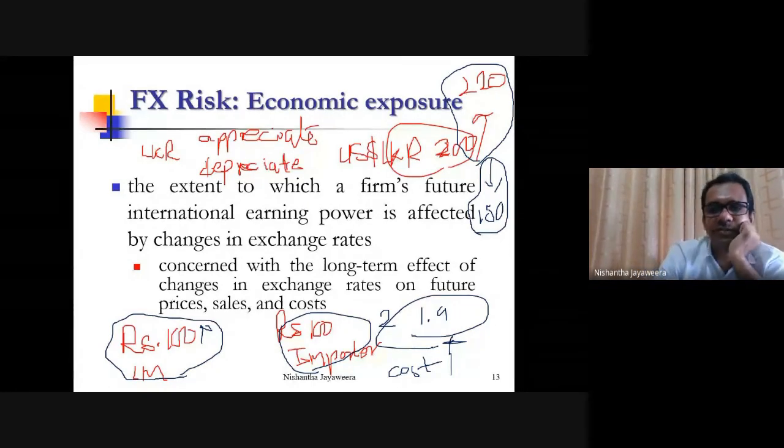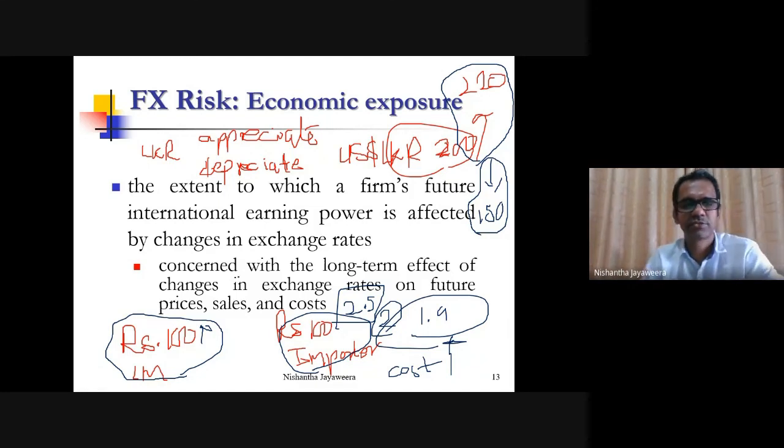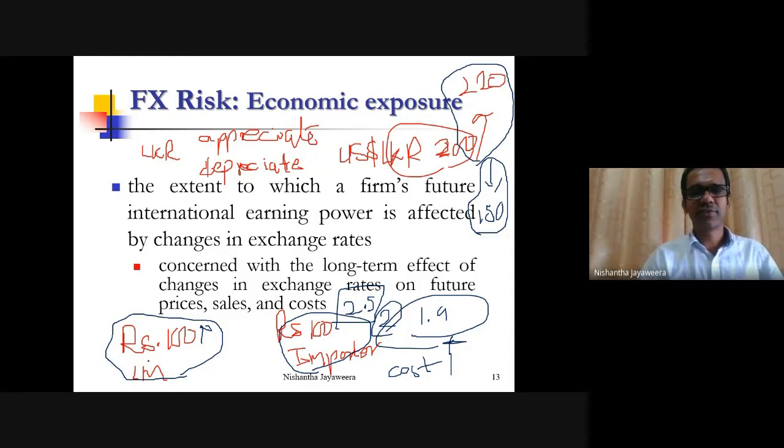Now for the importer, his cost in rupees is low, it's cheap now. He can buy 2.5 units instead of 2 earlier. He can sell it at a lower rate. But what would happen to the local manufacturer? His rupee cost would still be the same. So whatever the share of this local manufacturer will be taken over by this importer.